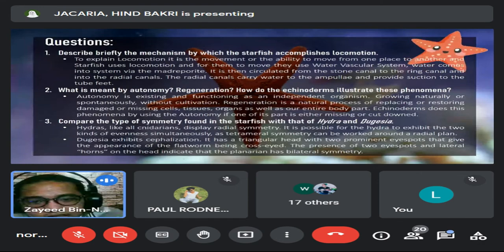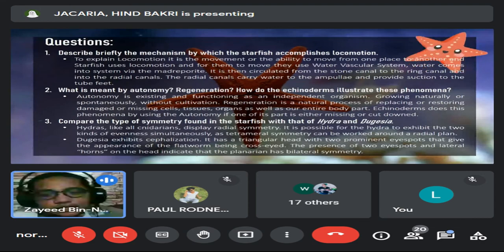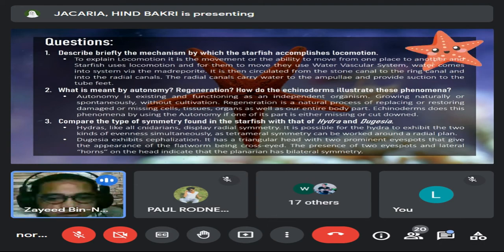So here are the following questions that are answered by our group mates. To begin with question one, describe briefly the mechanism by which the starfish accomplish locomotion. So the answer that we have gathered was: locomotion is the movement or the ability to move from one place to another.